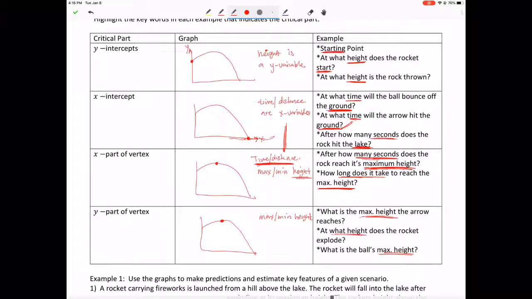But what height does the rocket explode? Okay, and we'll have a problem that talks about rockets that explode at their maximum height.